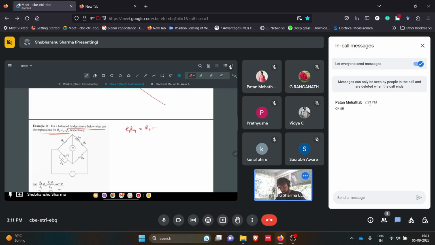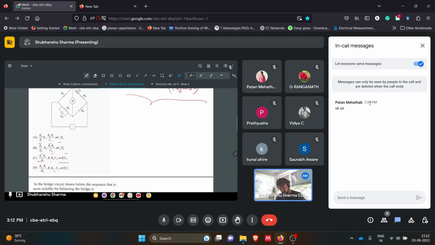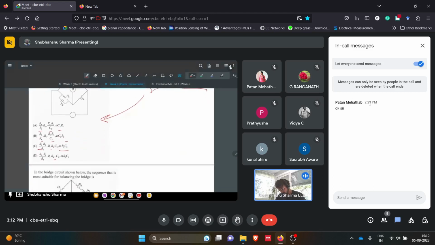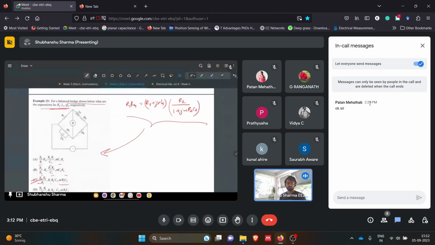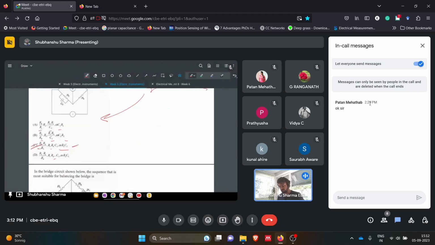R3 plus j omega L3 into R2 by 1 plus... simple again, no issues in this question. So just use this equation to get the answer, and I will tell you the answer. You can do this as homework. So the answer is C. Just as practice you can do it on your own. If you face any difficulties, just let me know in the next session.